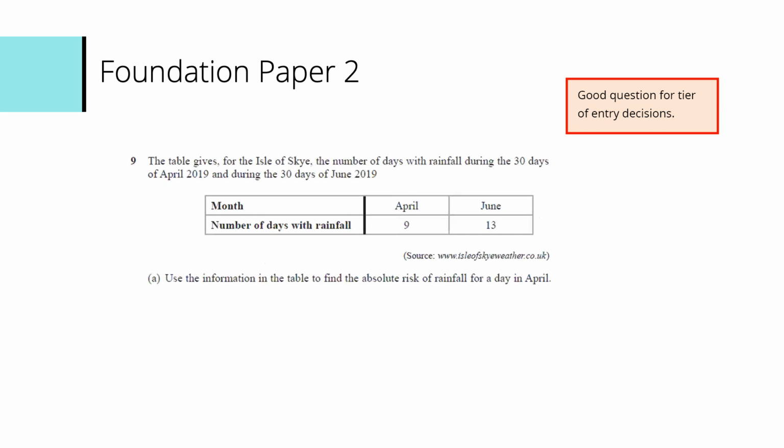On the foundation, very few students were able to calculate the answer. Most actually left it blank. The most common incorrect answer was 0.13. Generally answered well. There's some students who didn't manage to answer that question well.